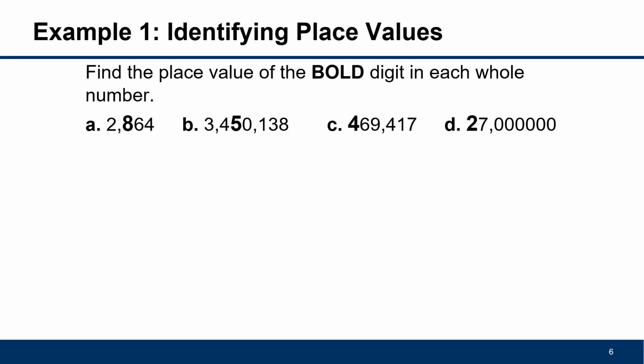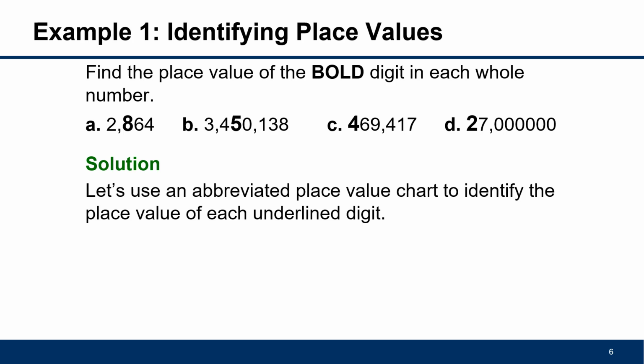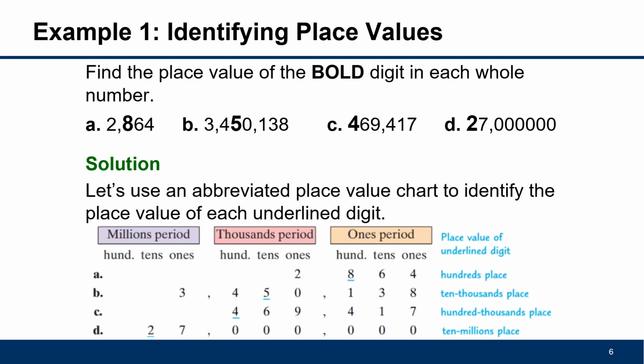So if we want to look at just the place value of each bold digit in each of these numbers, we can use an abbreviated place value chart to help us identify what each of these are. And so in the first one, we can see that the 2 lands in the ones section of the thousands period.